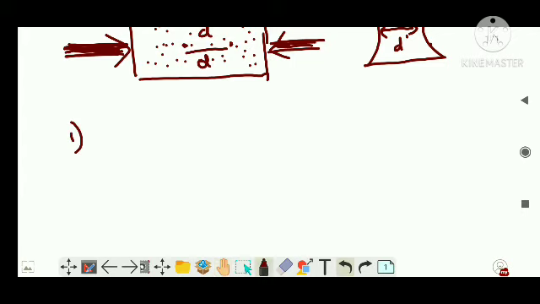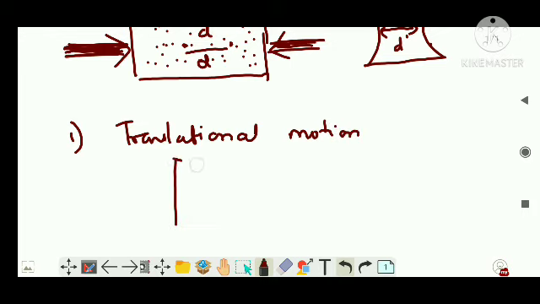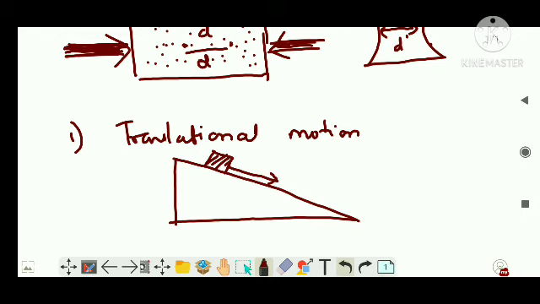First one is translational motion. In Malayalam it is nerangi puva. So what do you mean by translational motion? This is an inclined plane. If I have a block over here, it just drags over the surface. So this type of motion is known as translational motion.